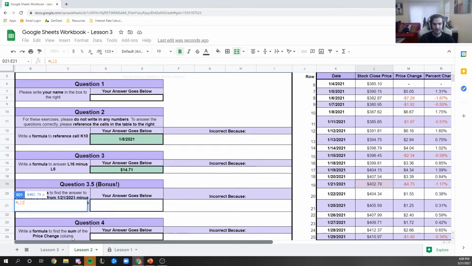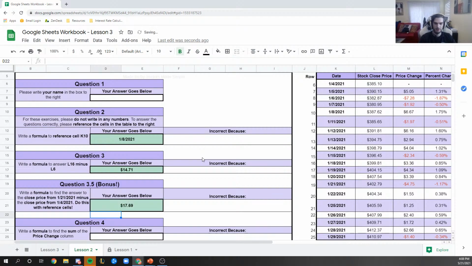Then it's asking us to do minus the close price from 1/4. So we're going to do the 21st minus the price from the 4th. The price from the 4th is $385.10. So if we hit enter, ta-da, we have the right answer.